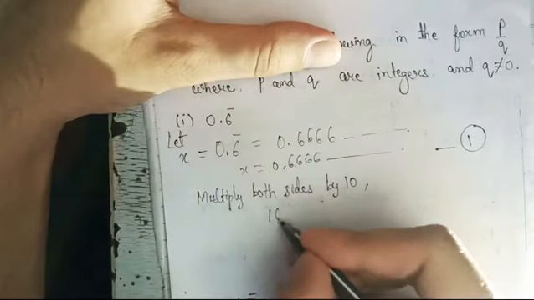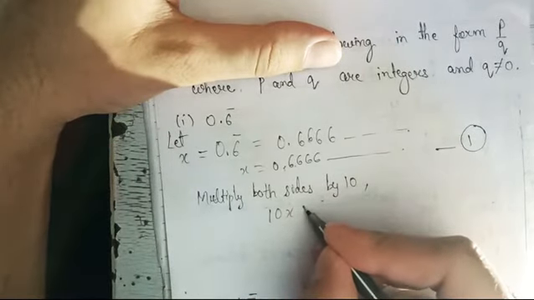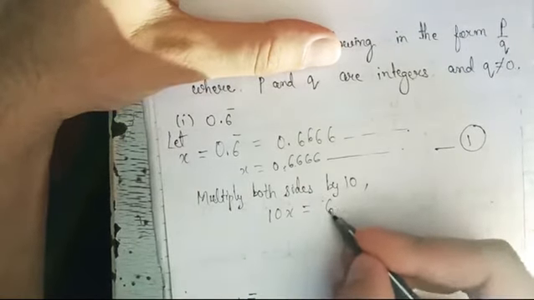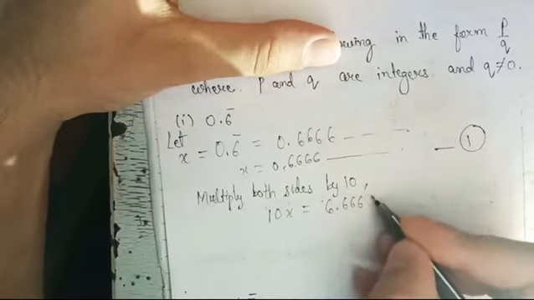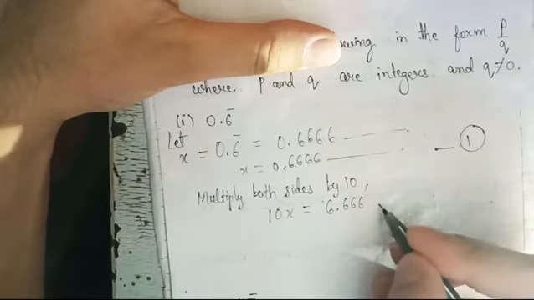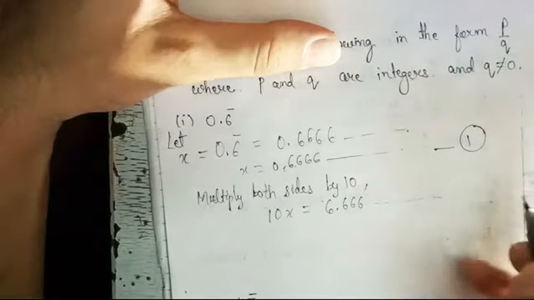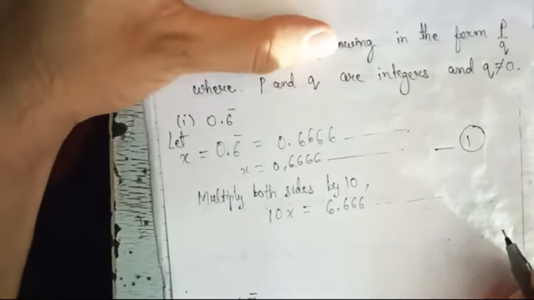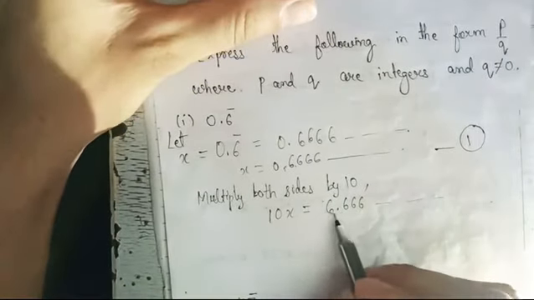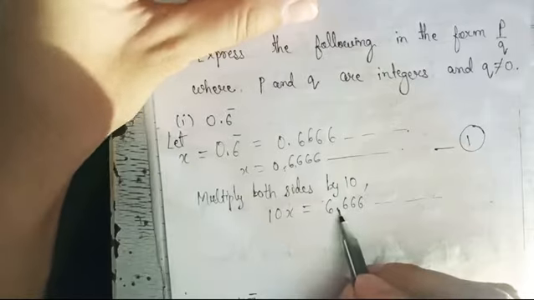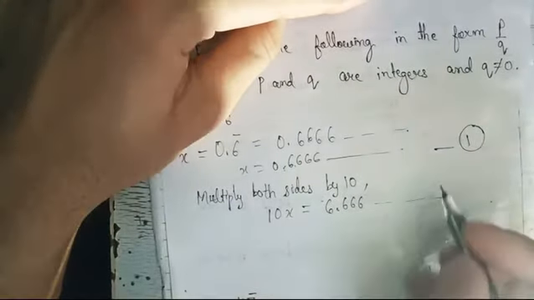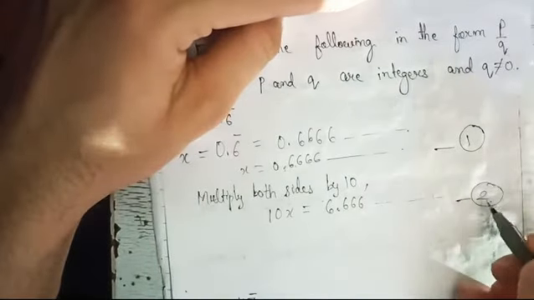So here it will become 10x is equal to 6.666 and so on. Okay, everyone agrees with this concept? When we multiply with 10, the decimal will shift forward and it will become 6.666 and so on. It will be equation number 2.